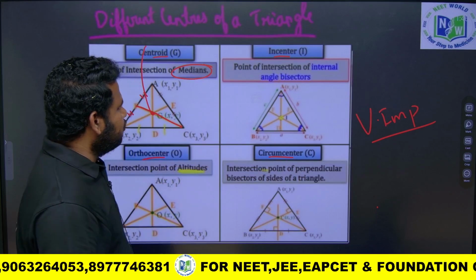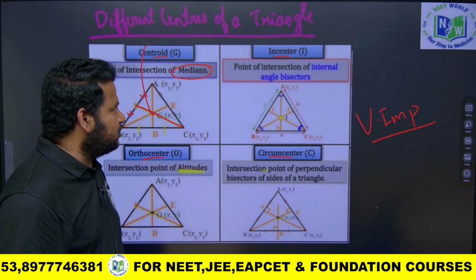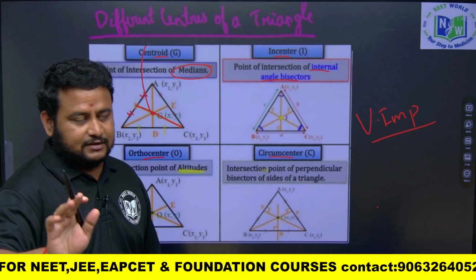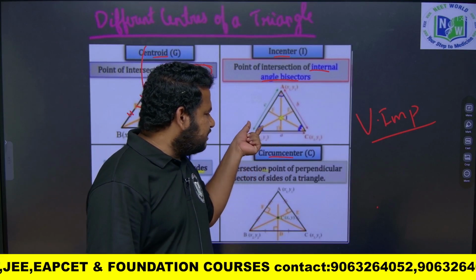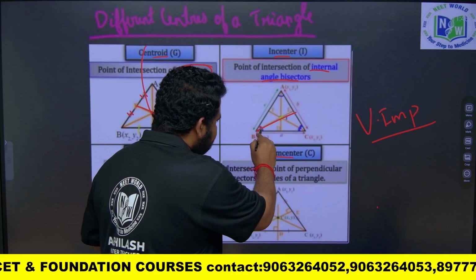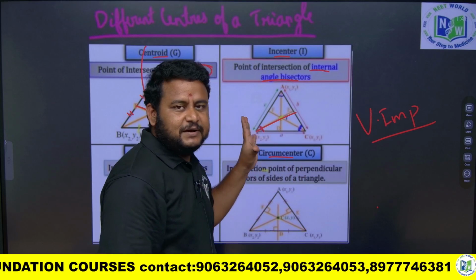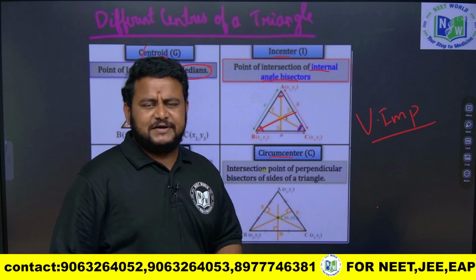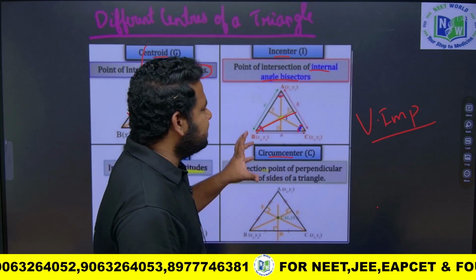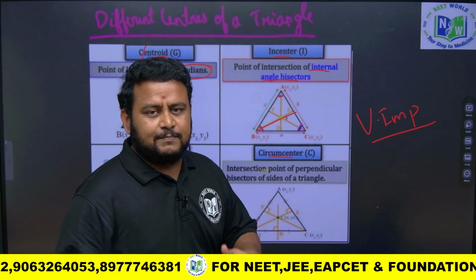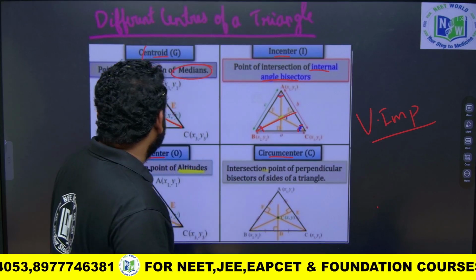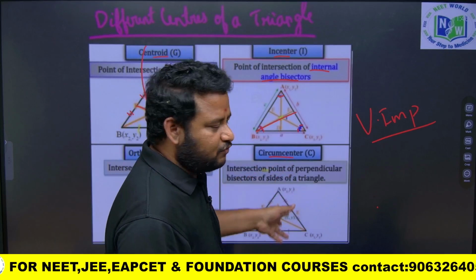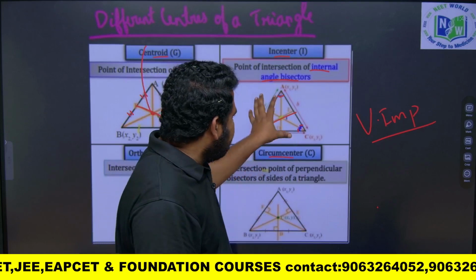Next, coming to incenter. What do you mean by incenter? It is the point of intersection of internal angle bisectors. It's not about the side. Whatever the angle is, if you draw a line, the angle will be bisected. Suppose I draw a line from here, this angle will be bisected into equal halves. Suppose this is 60 degrees, it will be bisected into 30 degrees and 30 degrees. Similar case here, here also. This is the angular bisector. The point of intersection of medians is called centroid, and the point of intersection of angle bisectors is called incenter.